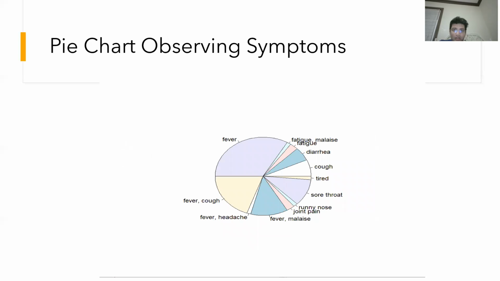So, and this is the third graph which shows the symptoms. If a person has contracted the virus, as we see, the majority of them have fever, followed by fever and cough, and sore throat, which is third, and fourth comes fever and malaise. Though these symptoms do differ from person to person, I think fever is the most common among all.